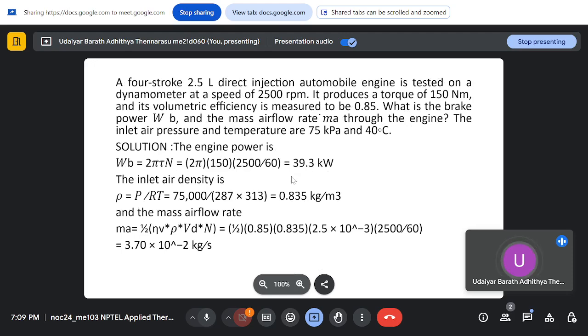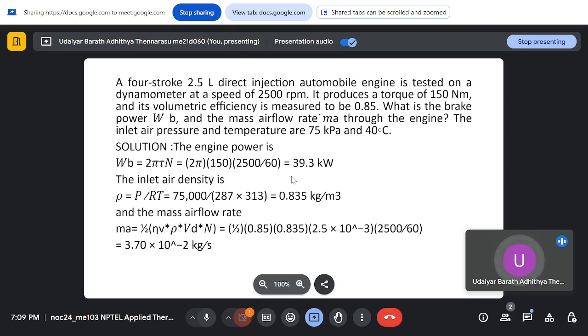A 4-stroke 2.5 liter direct injection automobile engine is tested on a dynamometer at a speed of 2500 rpm. It produces a torque of 150 Newton meter, and its volumetric efficiency is measured to be 0.85. What is the brake power and the mass airflow rate through the engine? The inlet air pressure and temperature are 75 kilopascal and 40 degrees Celsius.